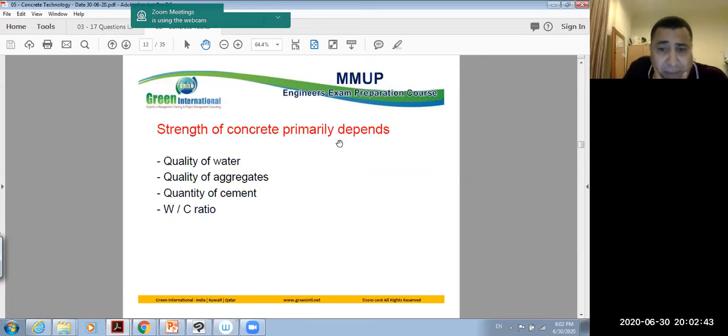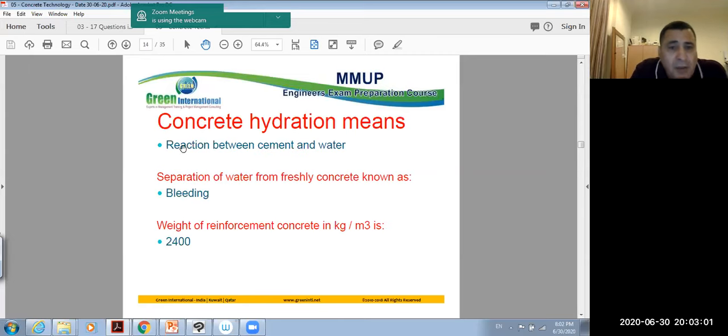Strength of concrete primarily depends on quality of water, quality of aggregate, quality of cement, and water-cement ratio. All these four items are very important to have a good concrete product, and the water-cement ratio should refer to the approved design mix. Concrete hydration means the reaction between cement and water. Separation of water from cement is bleeding.